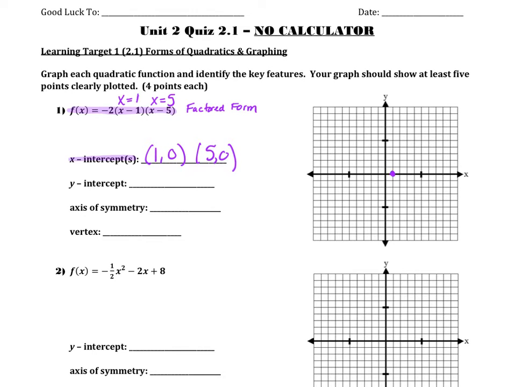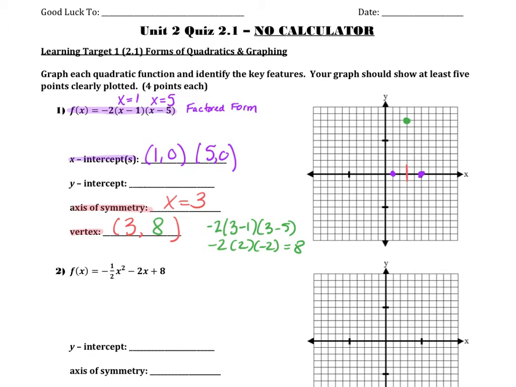So if I plot those, I need to find the midpoint, because the midpoint between my x-intercepts is going to be where my axis of symmetry and the x of my vertex is. So my midpoint would be right here at x equals 3. So 3 is the x of my vertex. Then I can take that 3 and plug it back into the original equation. And I'll get 8. So my vertex is at (3, 8).